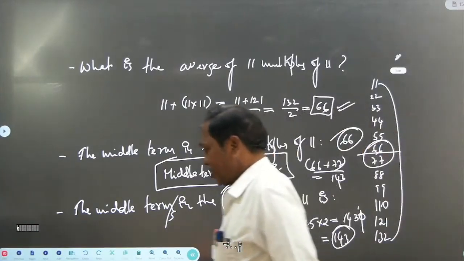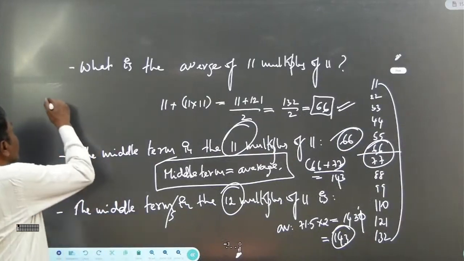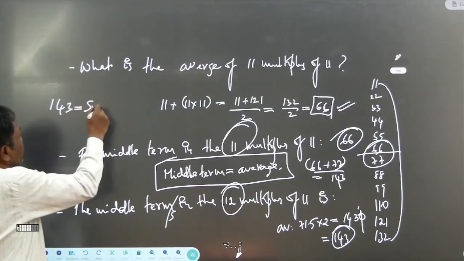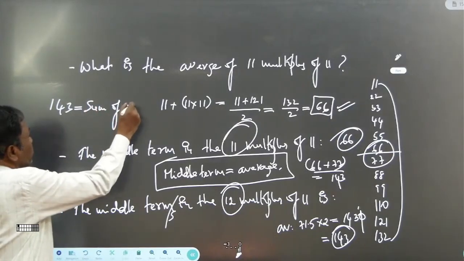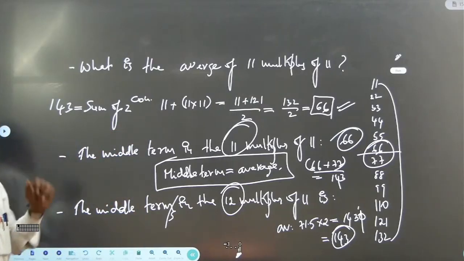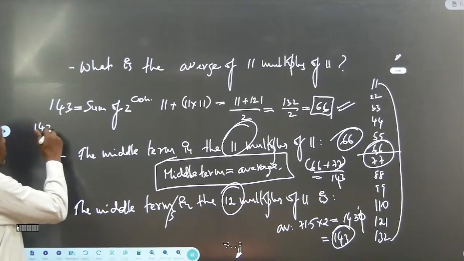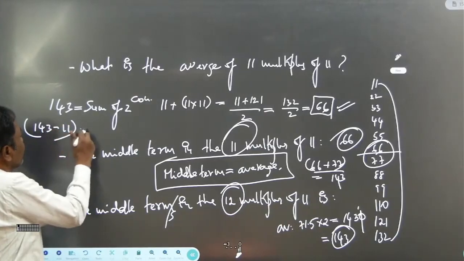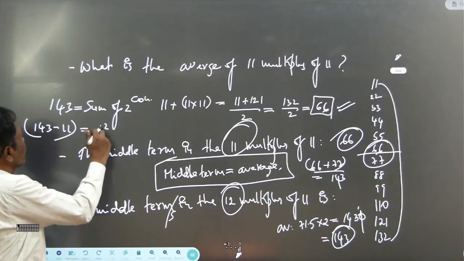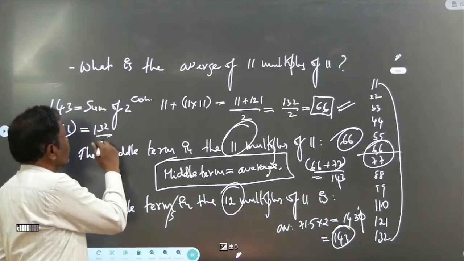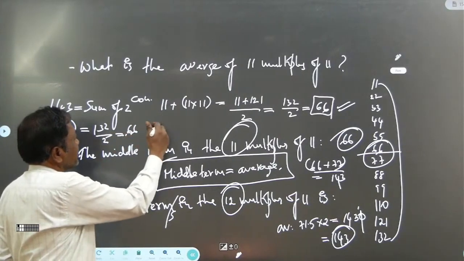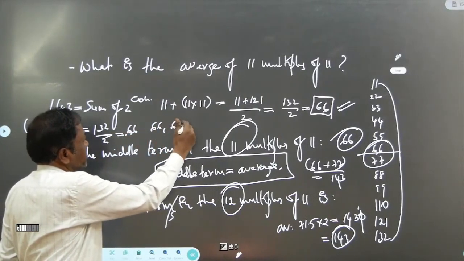143 is the sum of two consecutive numbers, and these are multiples of 11. So 143 minus 11 is 132. 132 can be divided by 2, which gives 66. The first number is 66, and the other number is 66 plus 11.